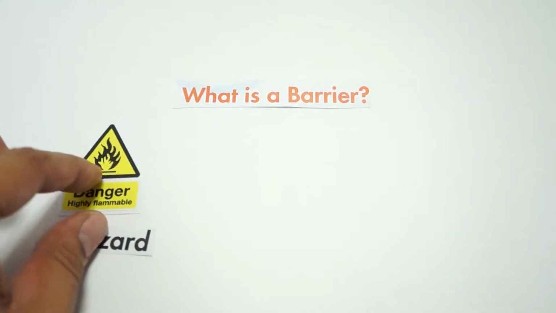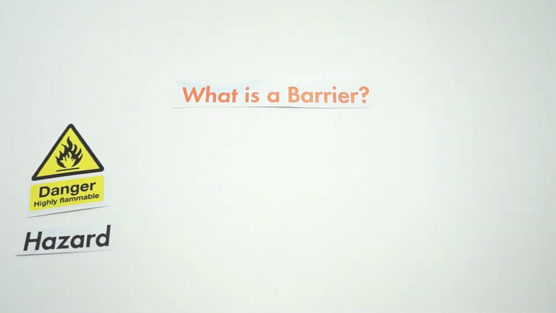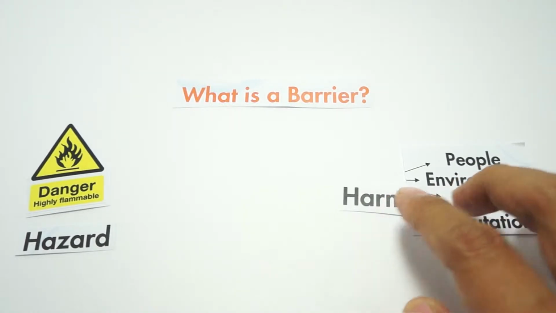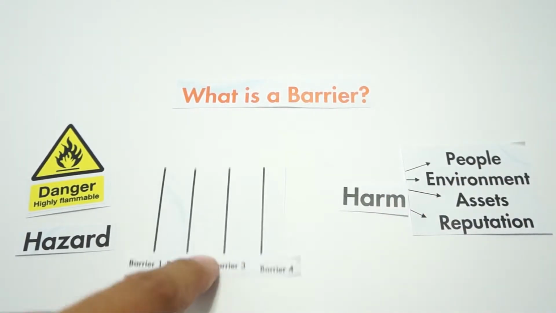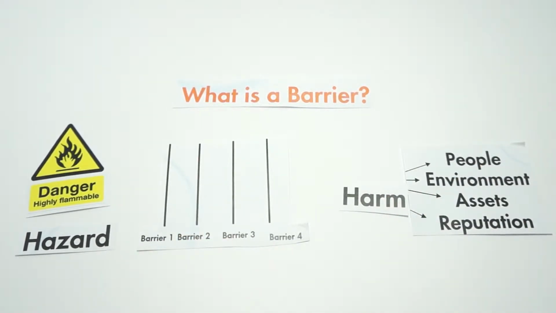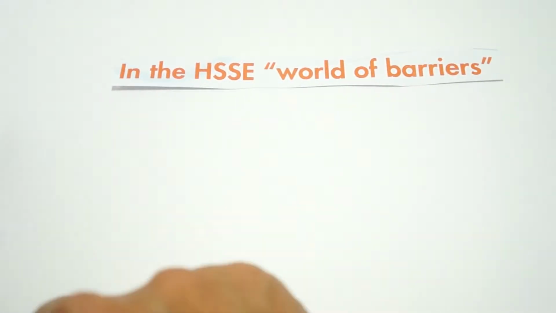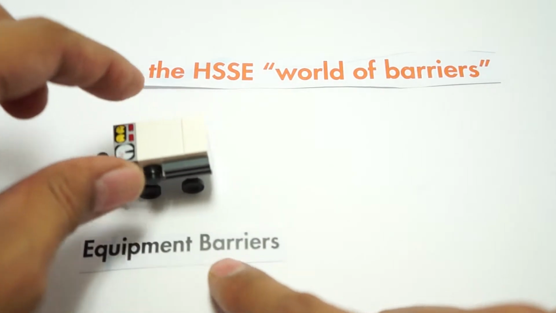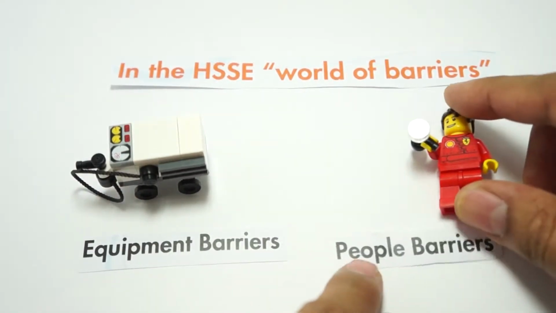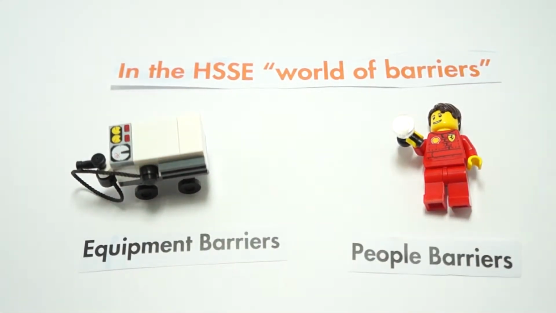What is a barrier? A barrier is a protective measure put into place to prevent or limit the harm from a hazard impacting on either people, environment, assets, or reputation. In the HSSC world of barriers, there are two types of barriers. One is an equipment barrier and the other a people barrier.